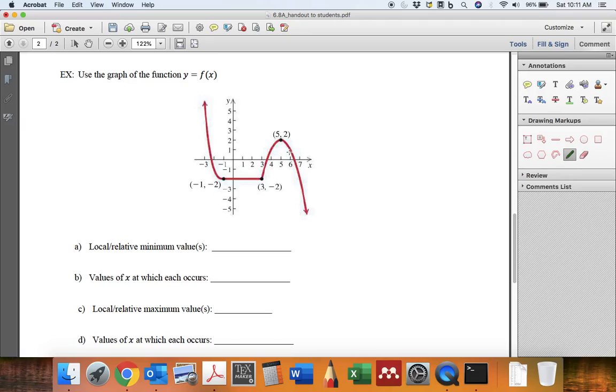Hey there. This is the second half of the video for the notes from section 6.8. We did that on Friday, February 28th. So again, we're going to use the graph of this function.